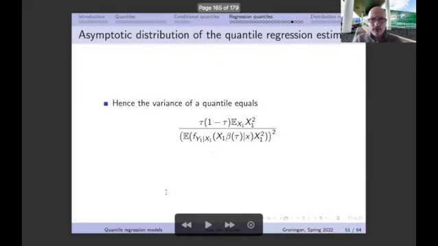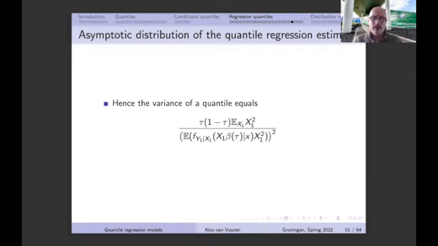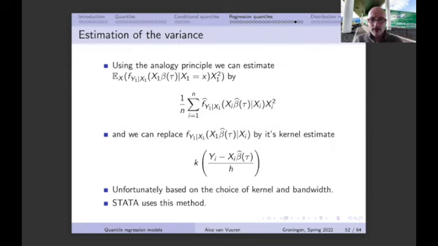I have to say one thing more, and that is about this mean that we have over here. Well, that's relatively simple. This is, of course, a population mean with respect to the second moment. We can actually use the sample mean for that again instead. As I already said, Stata, but also R, uses this method to calculate the standard errors.